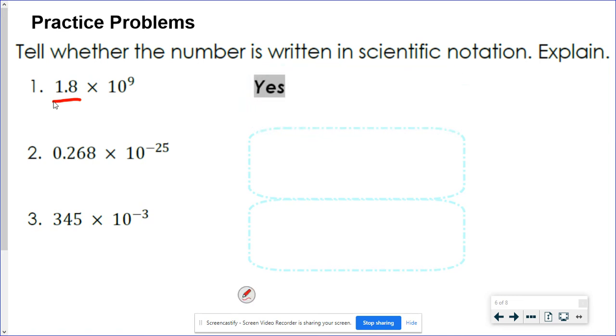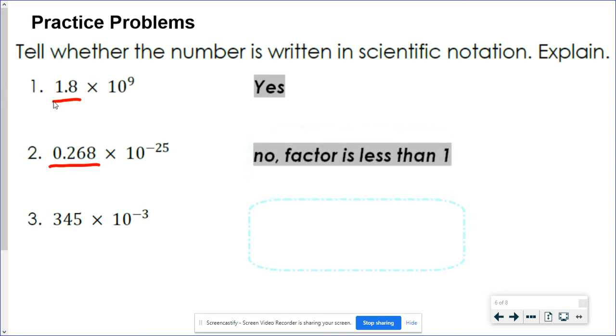For number 2, here's my factor. Is it more than 1? No. I don't have a non-zero number in front of the decimal. That factor is too small. You can say the factor is less than 1, or you can just say it's too small.